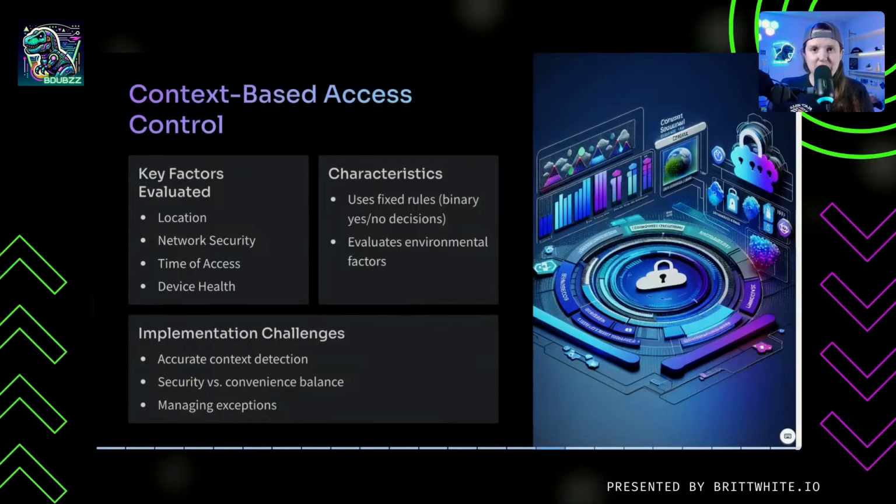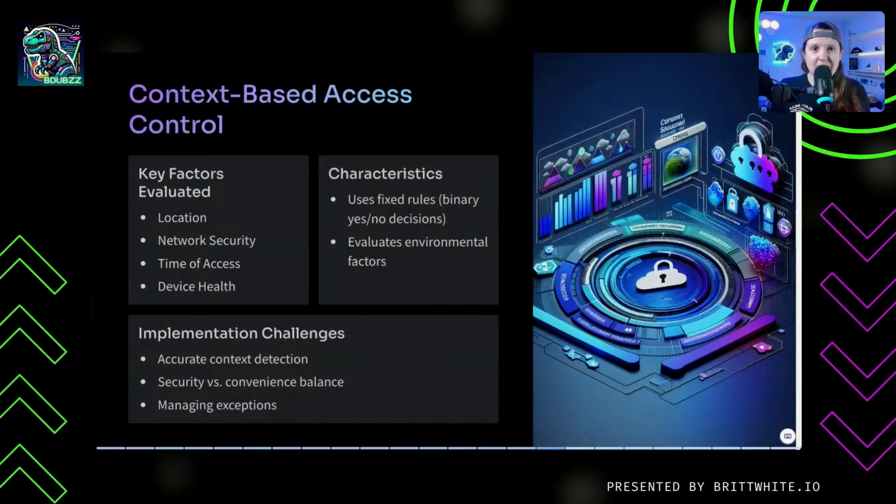The first is location. Where is this access attempt coming from? If someone who typically logs in from the office suddenly connects from another country, that raises some red flags. Next, we evaluate network security. There's a significant difference between connecting through our secure corporate network versus an unsecured public Wi-Fi at a coffee shop. We adjust security measures accordingly.